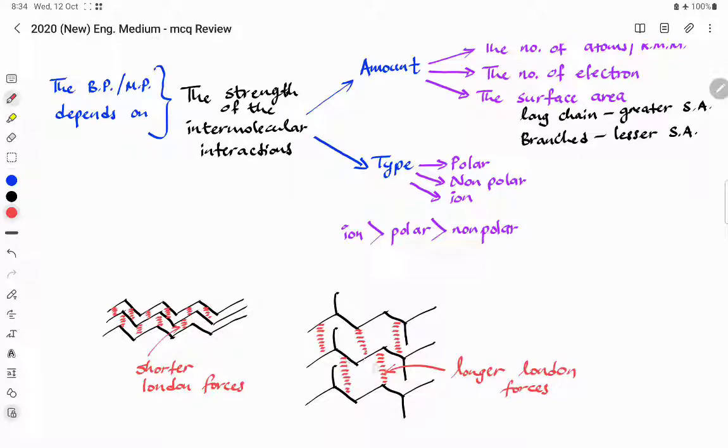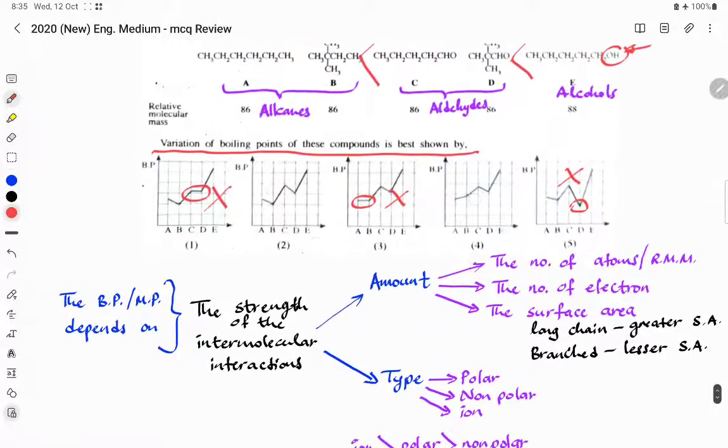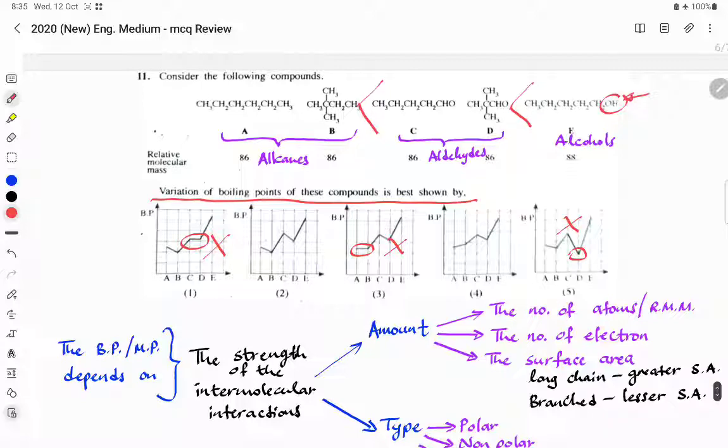Therefore, branched compounds will have a lesser number of interactions as well as weaker interactions with respect to long chain hydrocarbons, whose interactions are shorter and stronger. Therefore, linear chain compounds will have a higher boiling point. So A should have a higher boiling point than B. Therefore, this answer is also out. They say A has a smaller boiling point than B, but it cannot be true. Therefore, the answer should be the second one. Alright, let's go to the next question.